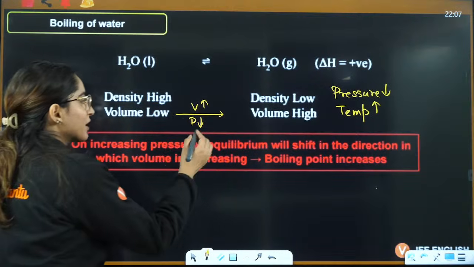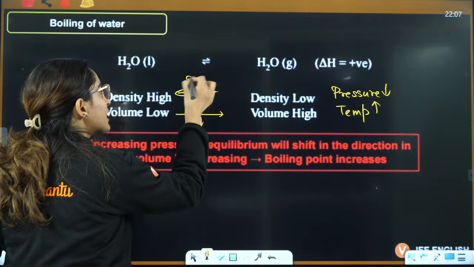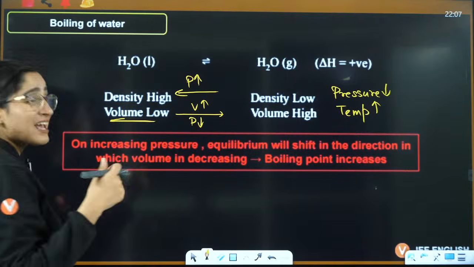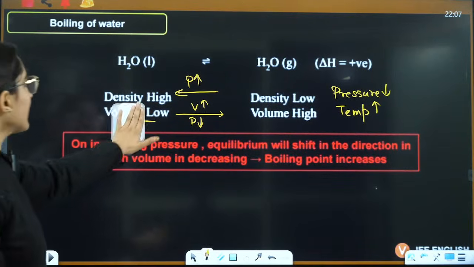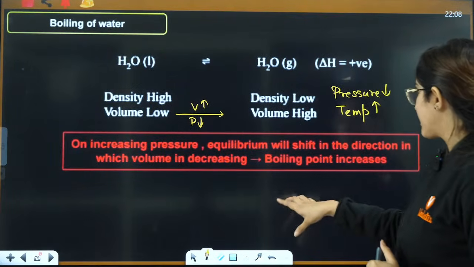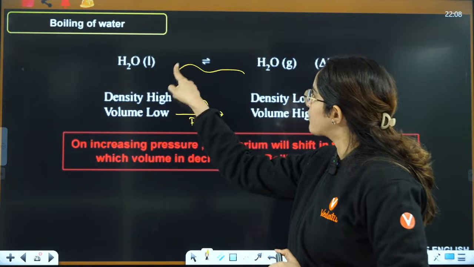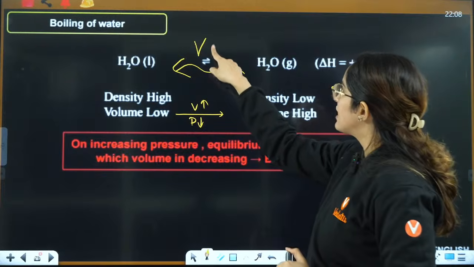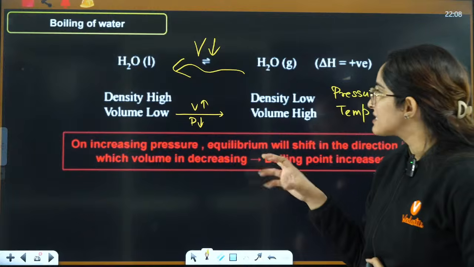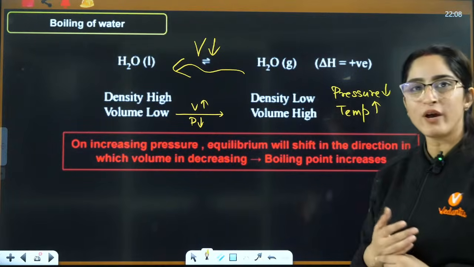So opposite, if decreasing pressure makes it go on this side, then if you increase the pressure, it will go in the backward direction where volume is decreasing. This is just another way of writing this, right? In the backward direction, volume is decreasing and density is increasing. And what is the boiling point?